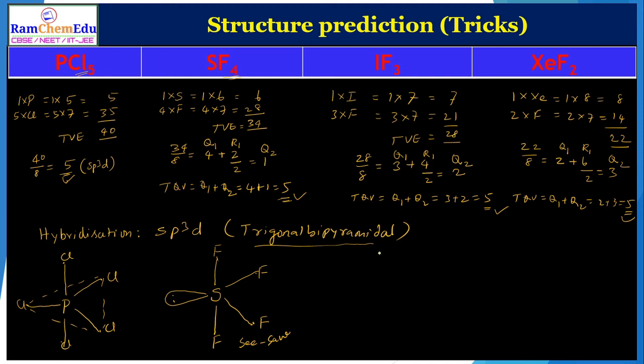In the IF3 case, again we can put I as the central atom. Again I can fix the 5 places of the trigonal bipyramidal standard geometry. In this we have only 3 surrounding atoms, but we have total quotient value as 5. So when you compare this, 2 are missing in this structure. So those 2 must be lone pairs.